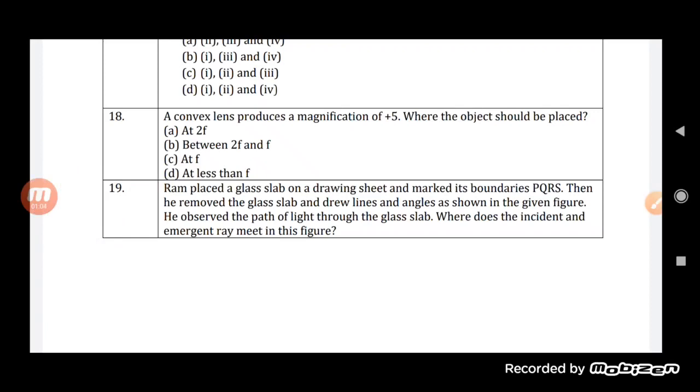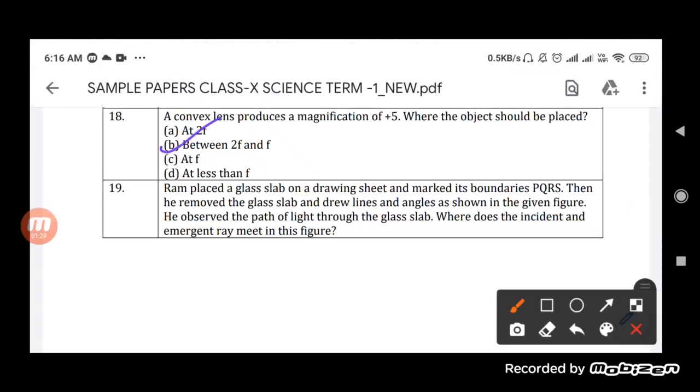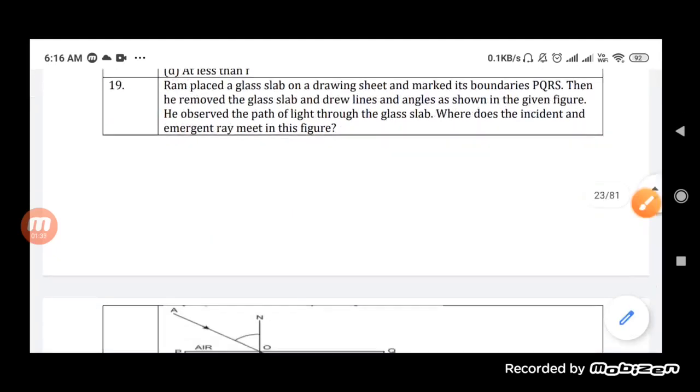So if the magnification which is given here is +5, it means the image which is formed here is virtual and erect. And the possibility of the formation of an image whose magnification is positive, that is virtual and erect, occurs only when the object is placed between f and 2f. So according to that, the object should be placed between f and 2f. Okay, now see here the next one.